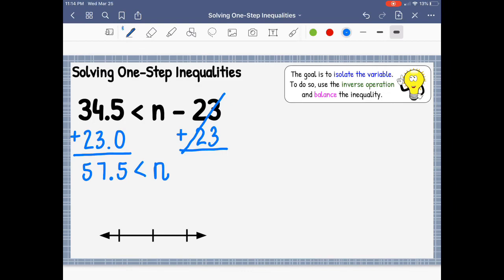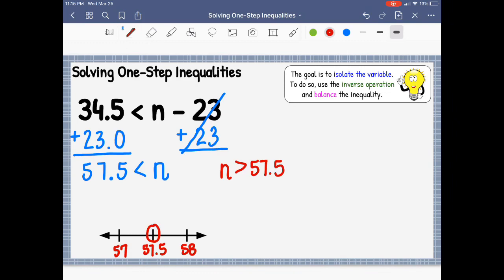So when we read this, 57 and 5/10 is less than n, which is the same thing as n is greater than 57 and 5/10. These two inequalities mean the same thing. Now let's graph it. Well, since I need to include 5/10, I'm going to label my number line 57, and I'm going to count by 5/10. So this would be 58. Well, what type of circle do we need to use? An open circle, because 57 and 5/10 is not included in our solution.